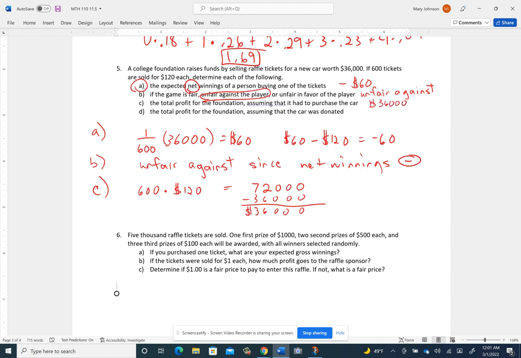But now if the car was donated, then you don't have to subtract that $36,000. The profit for the foundation would be all the money from those raffle tickets, which would be $72,000. So not too shabby. D would be the whole $72,000 would be theirs. They didn't have to buy the car.